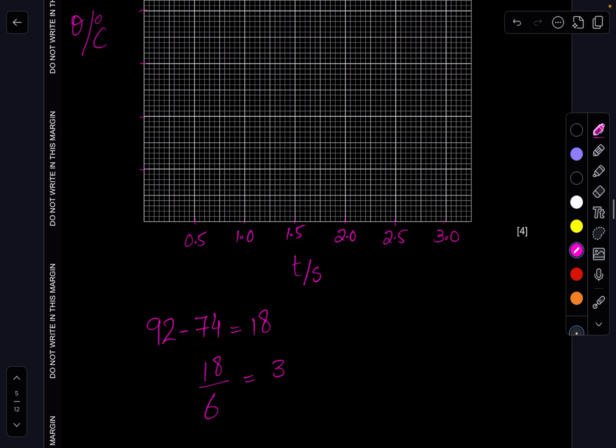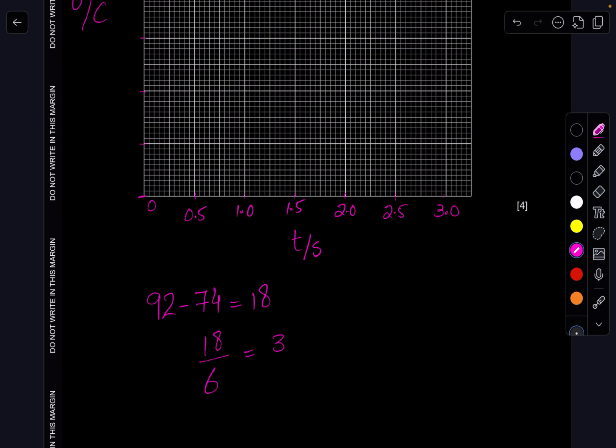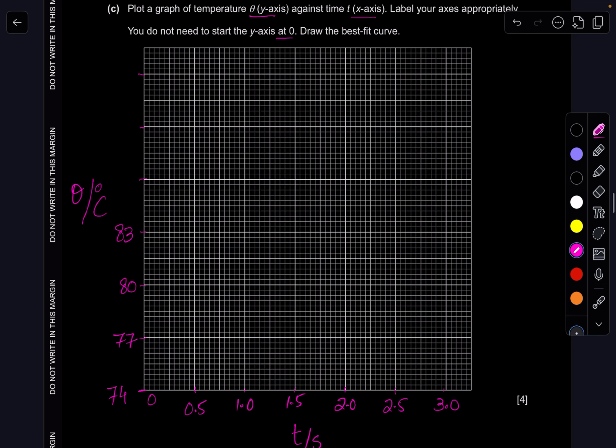We don't have to start it from 0, right? So I'm pointing this point as 0 for the x-axis, and for the y-axis this point will be 74. Then I will take the interval of 3. Okay, 74 plus 3 is 77. Then it's 80. 80 plus 3 is 83. 83 plus 3 is 86, 89 and 92. So here we have a complete range of the values.